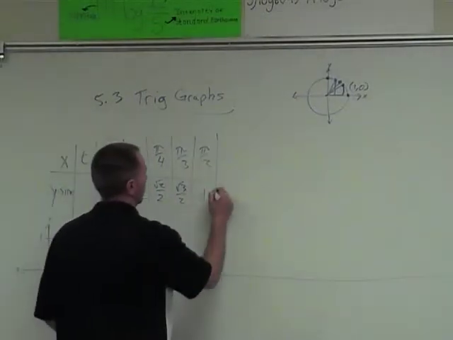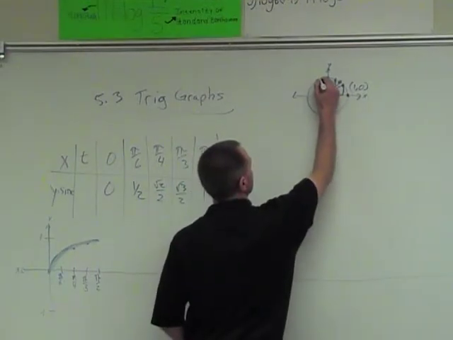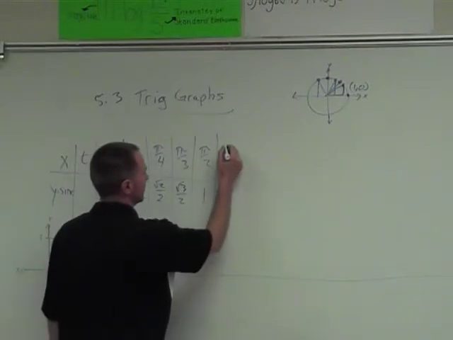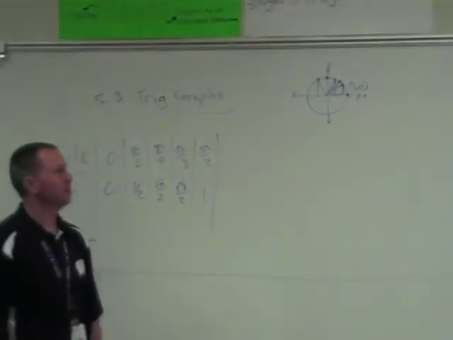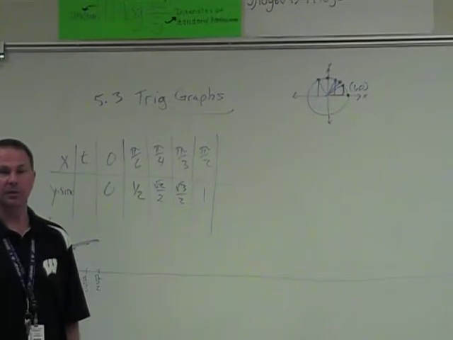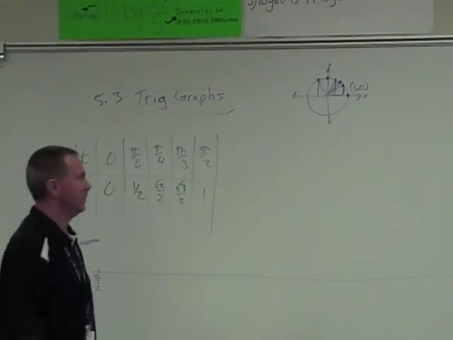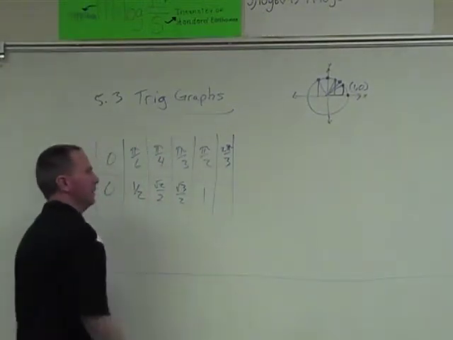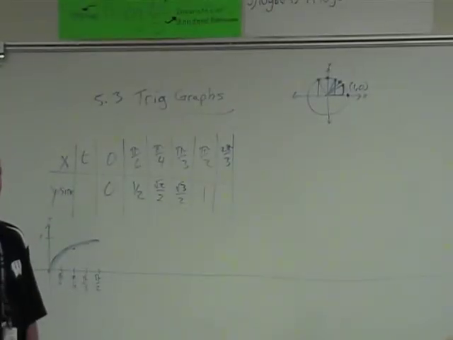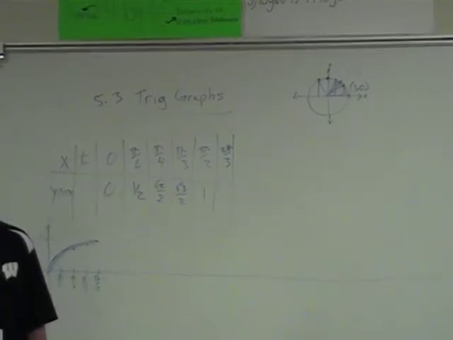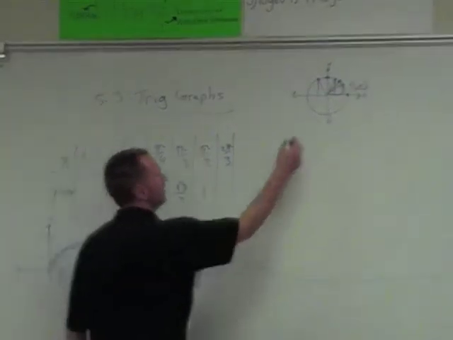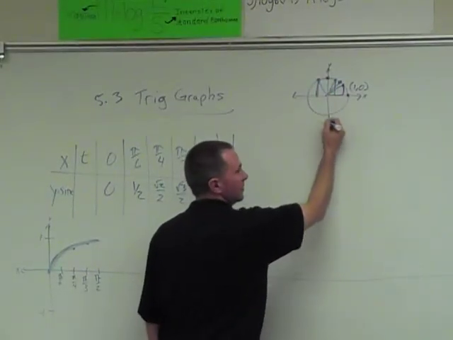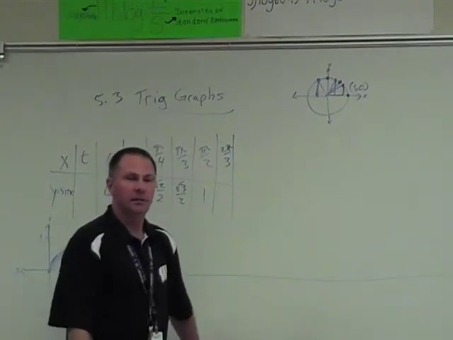What happens after pi over 2? Boom. 120 degrees. What is the y coordinate? Well, first of all, what is that in terms of pi? The unit circle. 2 pi over 3. Okay, so what is y at 2 pi over 3? Now you know why you need to know the unit circle really well. It's the long side. What is the y value? Radical 3 over 2.